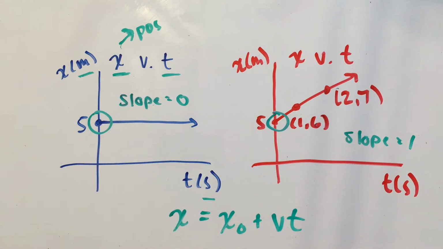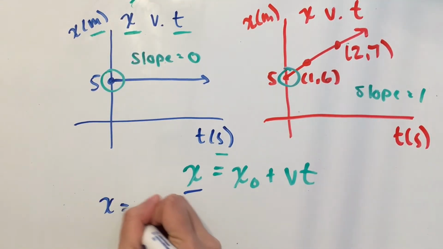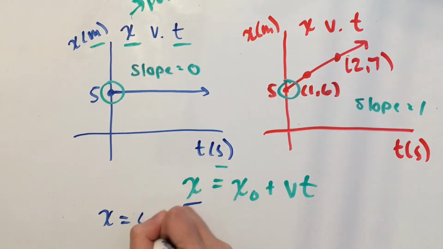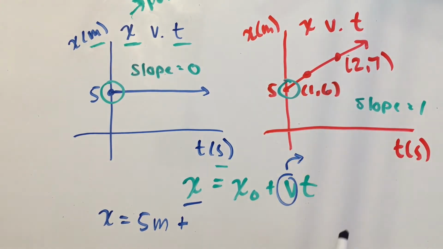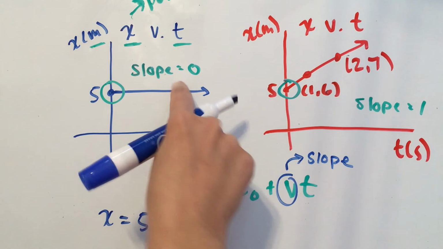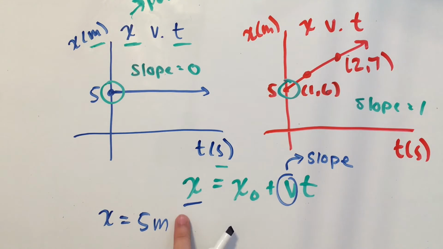So for this blue graph, we're going to keep this variable position. So position equals initial position. Now we can find that from this graph here, which is 5 meters. So 5 meters plus velocity. The velocity of a position versus time graph is going to be its slope. And like we said before, our slope is 0. So this is going to basically be erased out, because 0 times anything is just going to be 0. So our equation for this graph is just position equals 5 meters.